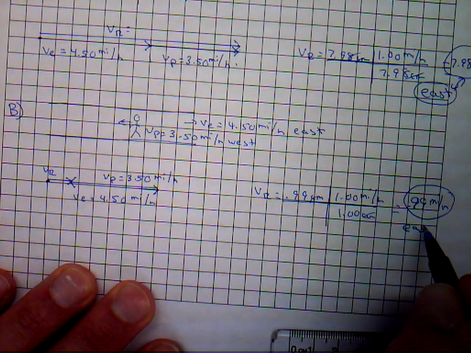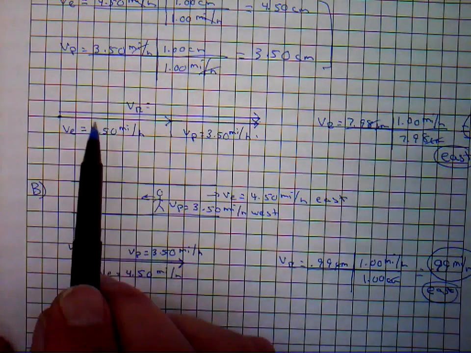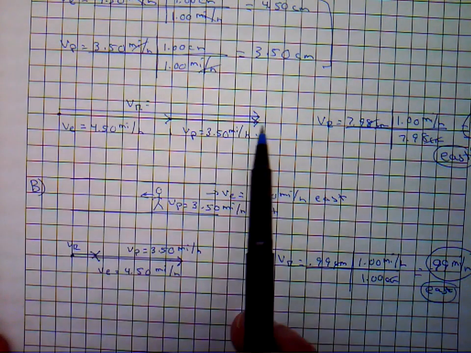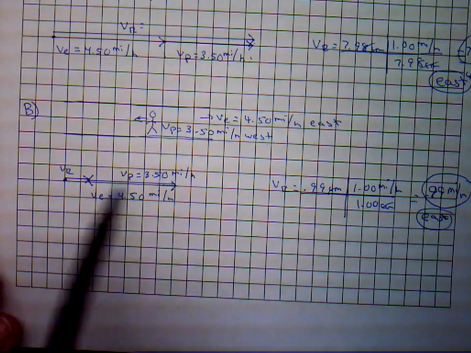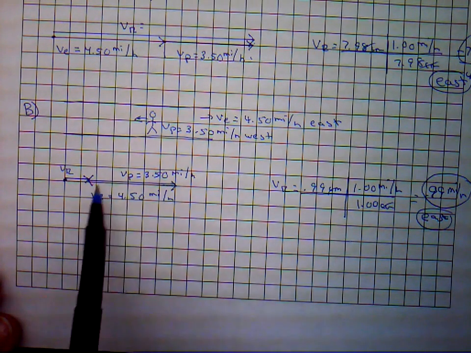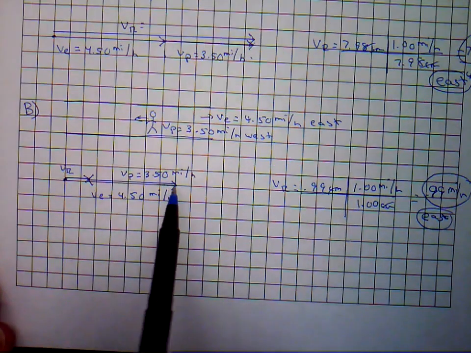So you can see that we have similar processes for adding vectors. They're tail to tip. The only difference is that in the previous problem both vectors were in the same direction. In this case, the vectors were in opposite directions, but we always add vectors tail to tip, keeping the length or magnitude and the direction constant.